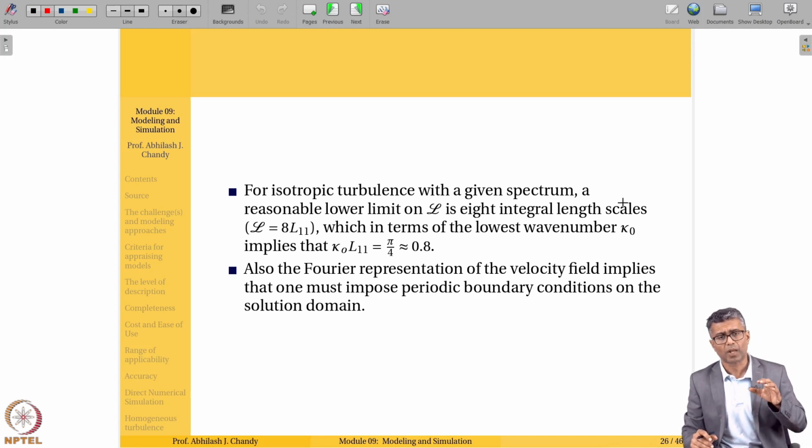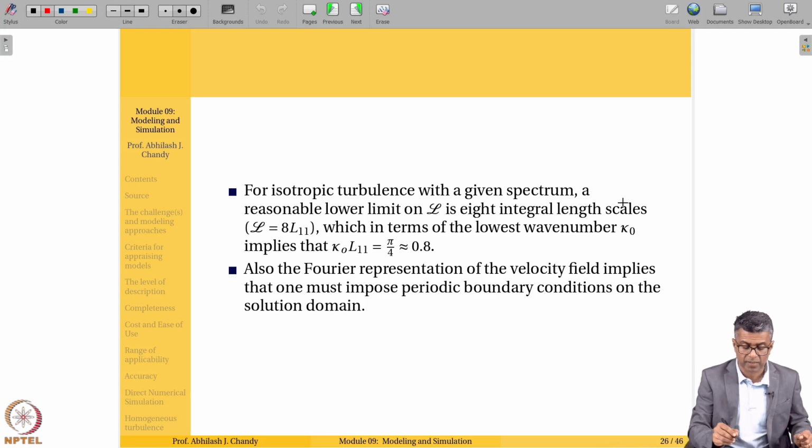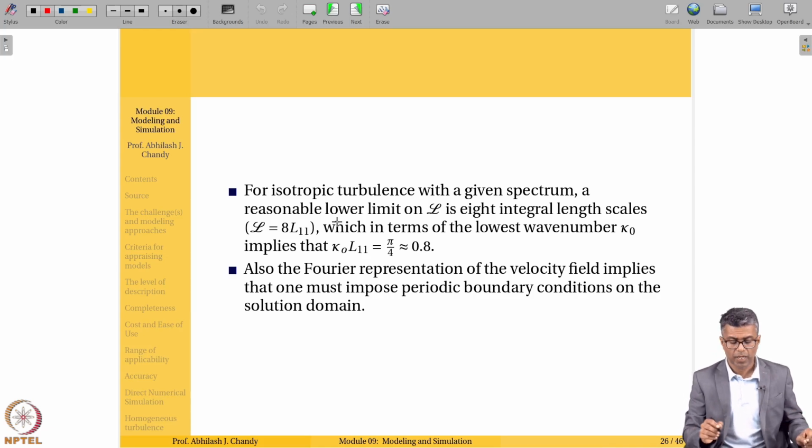And why do we say that? We had done some estimates a few classes back when we saw how the energy containing range is peaking at very low wave numbers, of course, but primarily 80% of the energy containing range is contained between 6 L0 and 1/6 L0. So this estimate is coming from there. That is, a reasonable lower limit on L is 8 times the integral length scale. So 8 L11, which in terms of kappa naught is going to be kappa naught L11 equal to pi by 4, or approximately 0.8.